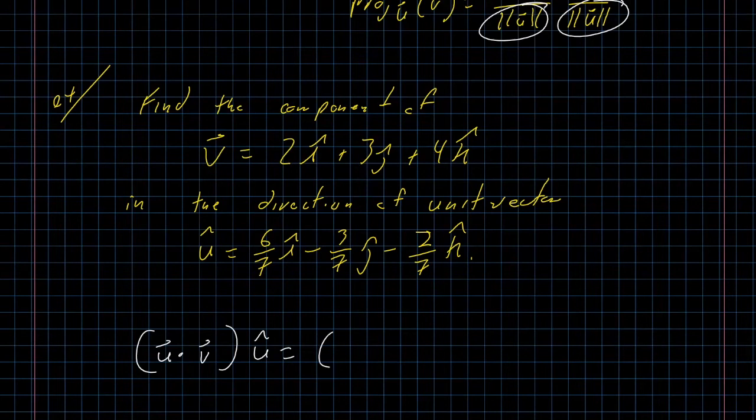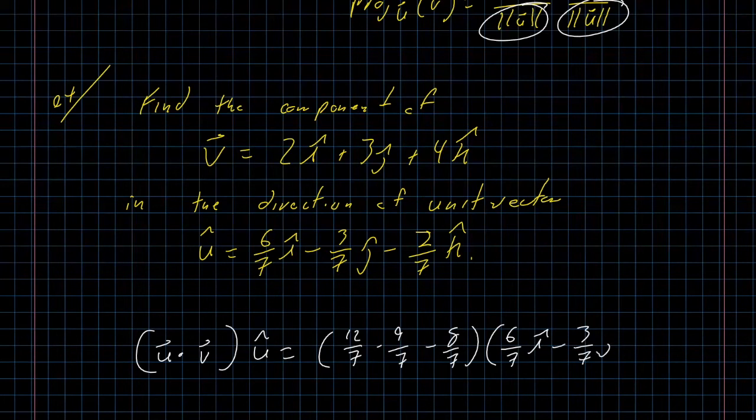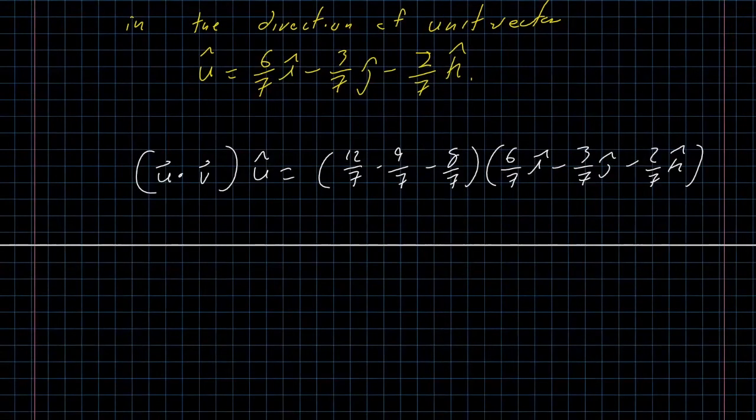So we take that dot product. 2 times 6/7 is 12/7. 3 times -3/7 is -9/7. 4 times -2/7 is -8/7. We'll multiply that times 6/7 i minus 3/7 j minus 2/7 k. 12 minus 9 is 3. 3 minus 8 is -5.